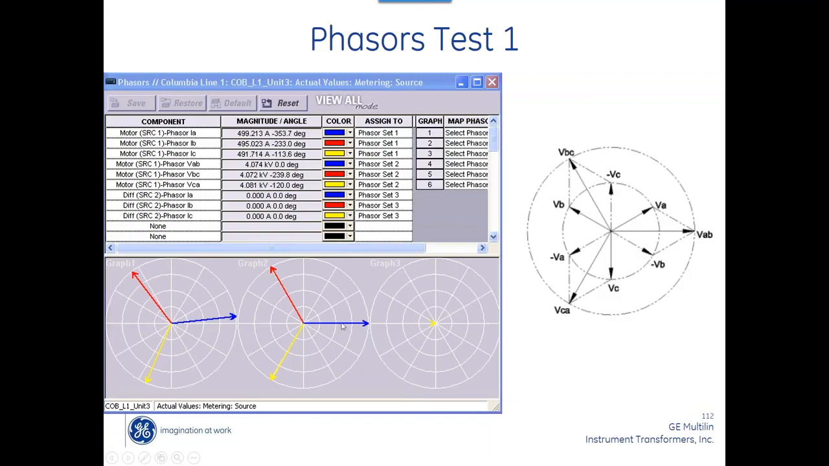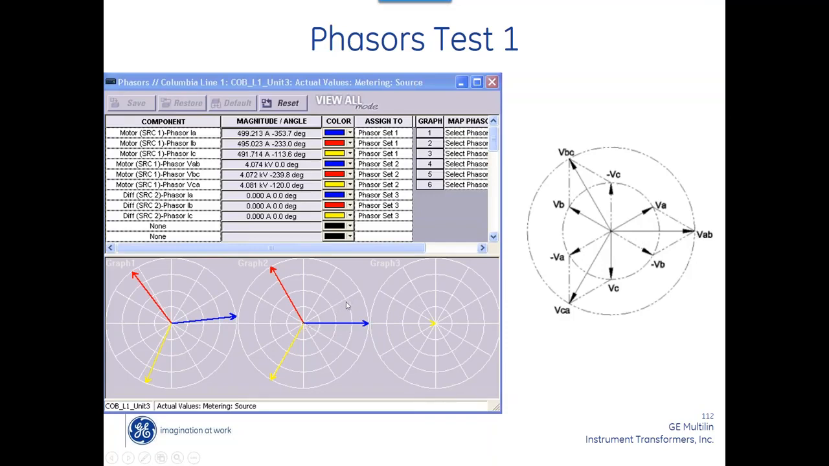But what happens is, what am I giving you here? I didn't give you VA. This is VAB. So if I look at VAB, what's it made up of? VA minus VB. So the VA is really going right here.